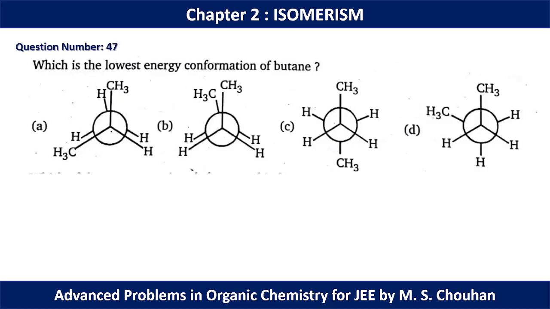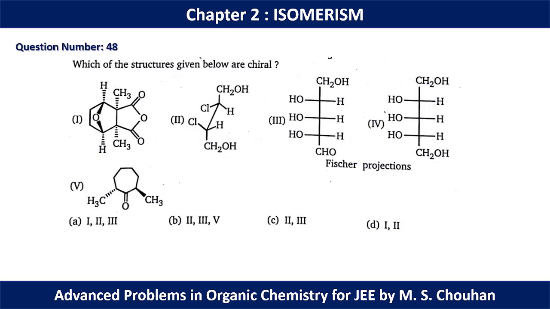In question number 47, which is the lowest energy conformation of butane? See, if the steric hindrance is minimum, it's going to be the maximum stability or minimum potential energy. Okay, so lowest energy means minimum potential energy. So it is an anti position in the Newman projection, where all the groups are present in the anti position and the maximum distance is present between the two methyl groups. So in question number 47, option C should be the correct option. In question number 48, which of the structures given below are chiral?